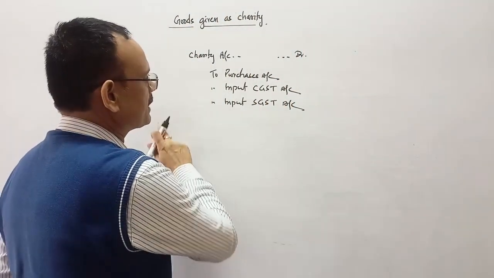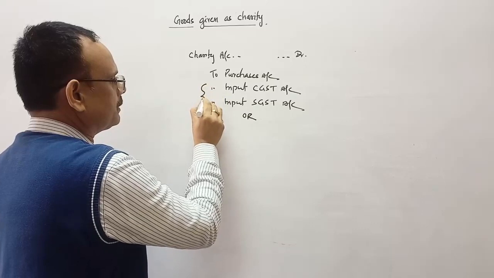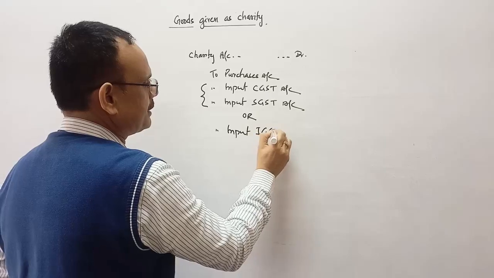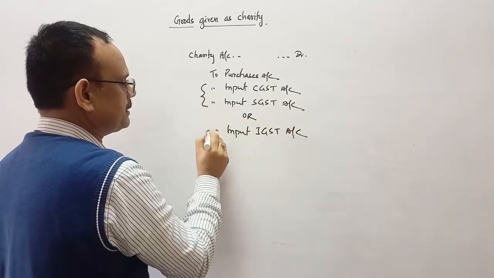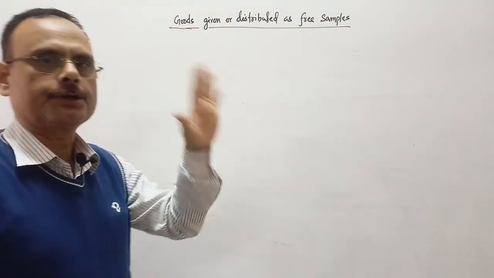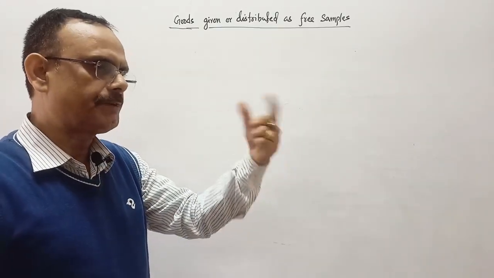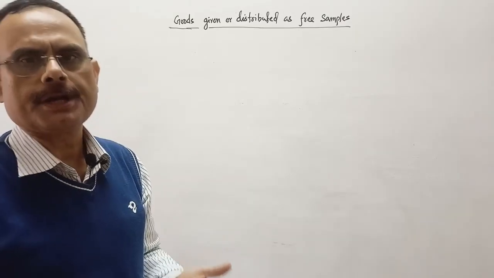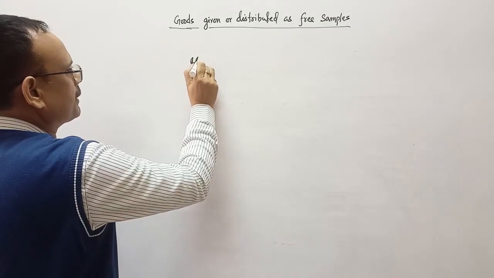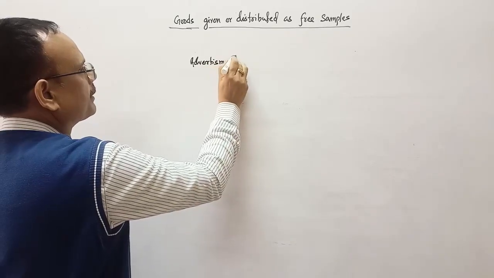And if the goods were purchased interstate, then instead of this, input IGST account will be credited. Next is when the goods are given or distributed as free samples. When goods are given as a free sample, then it may be free sample account debit or advertisement account debit, because it's an expense. So it may be advertisement account debit because it is advertising our goods.